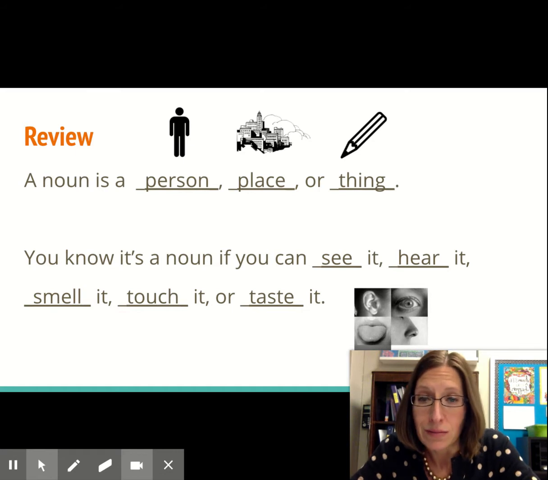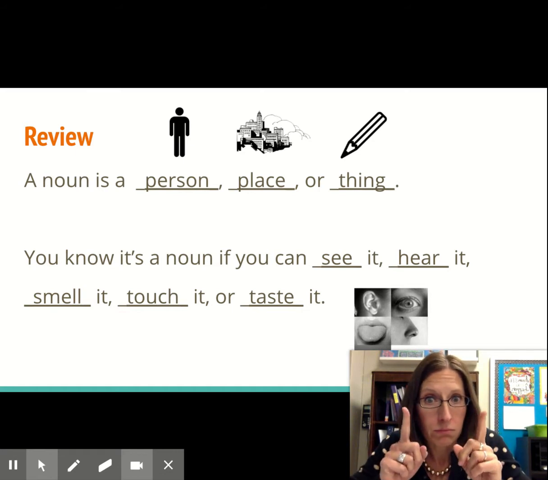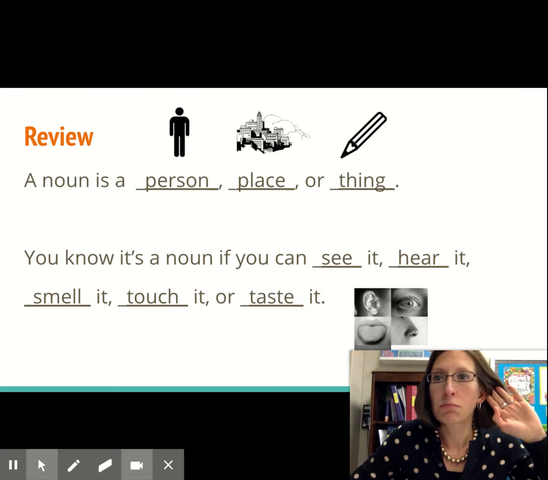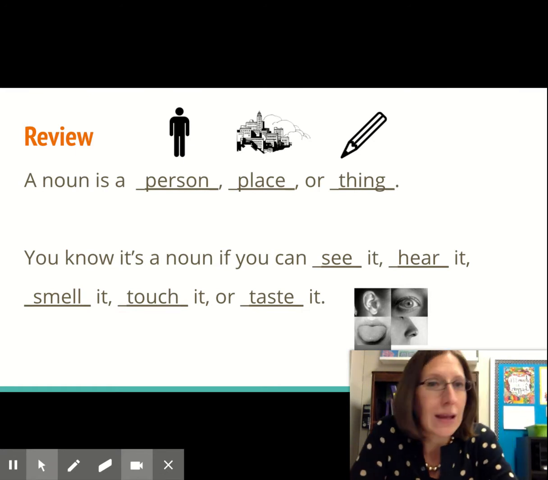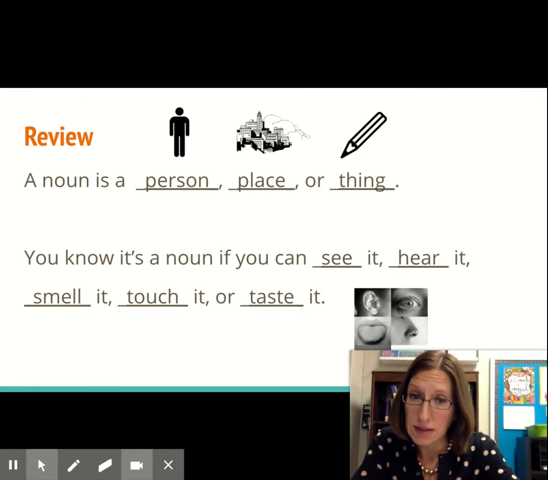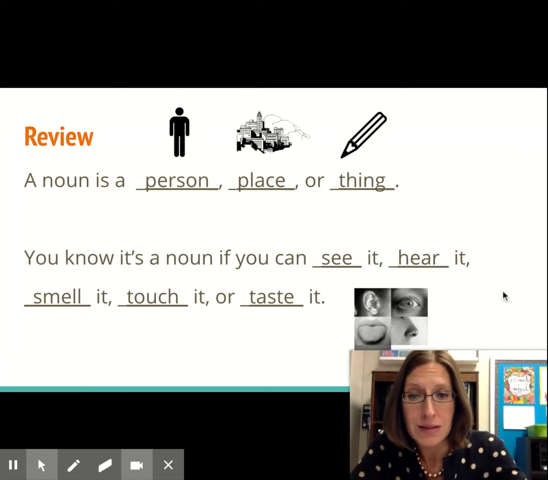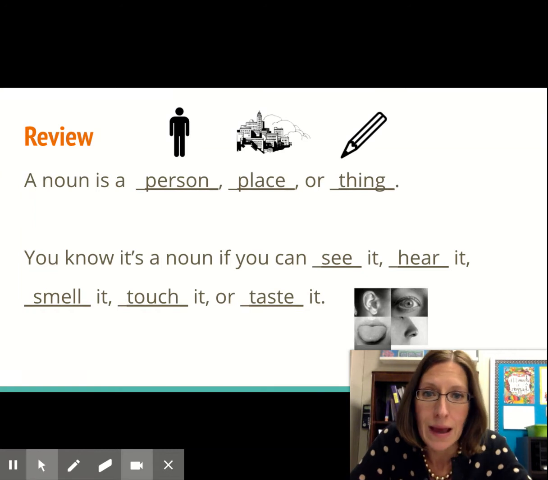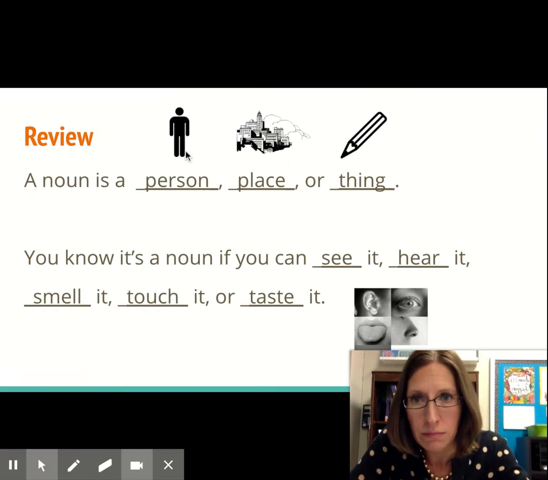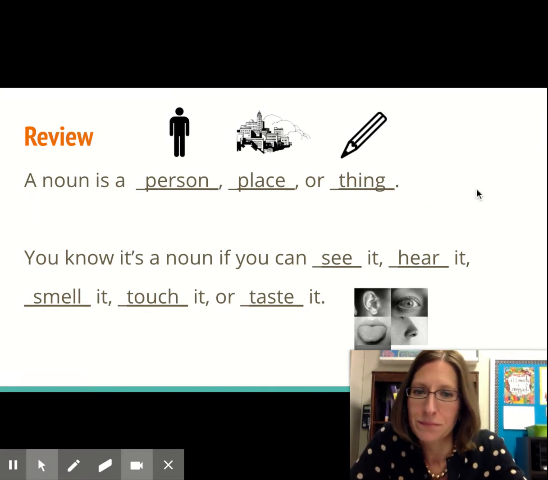You know it's a noun if you can see it, hear it, smell it, touch it, or taste it. So we can use our senses to tell if something is a noun. And a noun is a person, a place, or a thing.